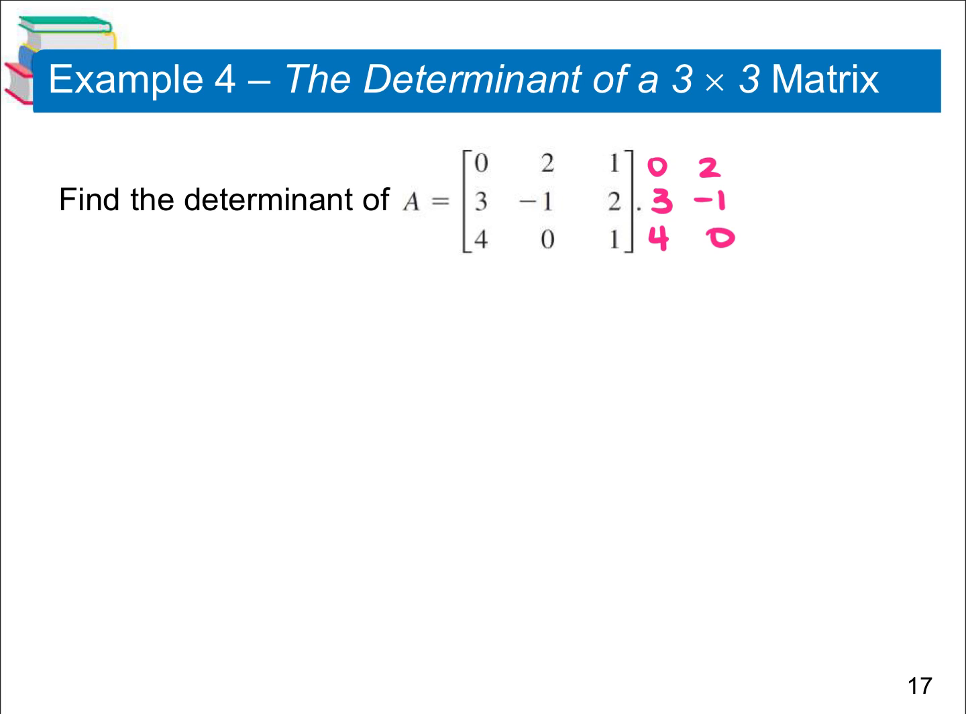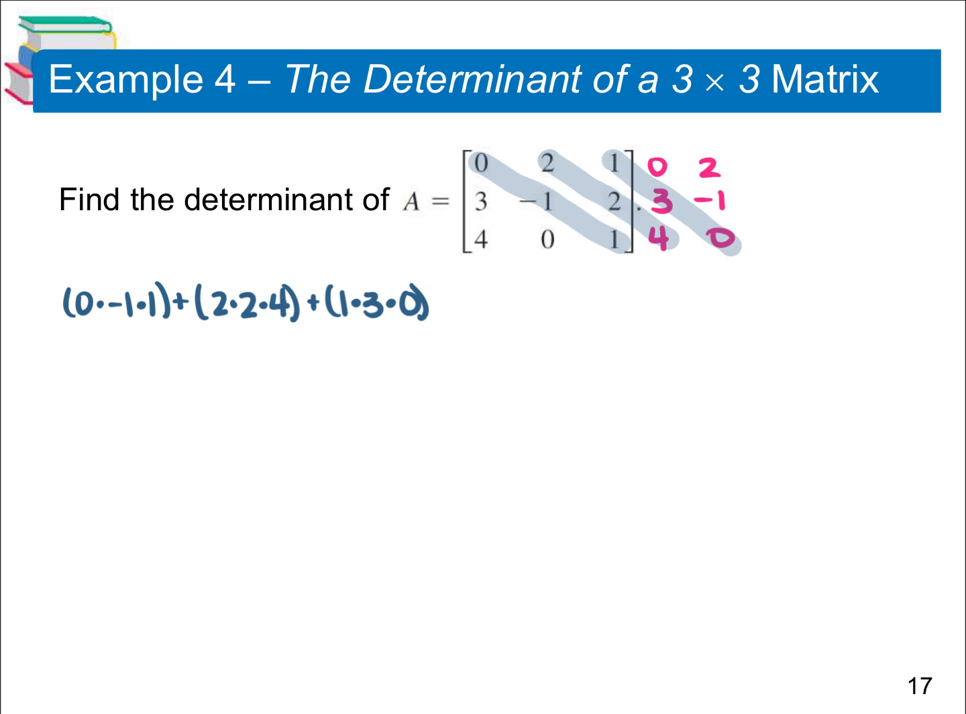So we're going to multiply from top to bottom. So that's the 0, negative 1, 1, the 2, 2, 4, and the 1, 3, 0. So we're going to do 0 times negative 1 times 1 plus 2 times 2 times 4 plus 1 times 3 times 0.